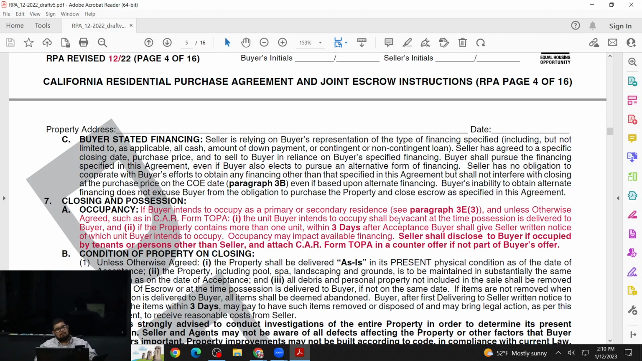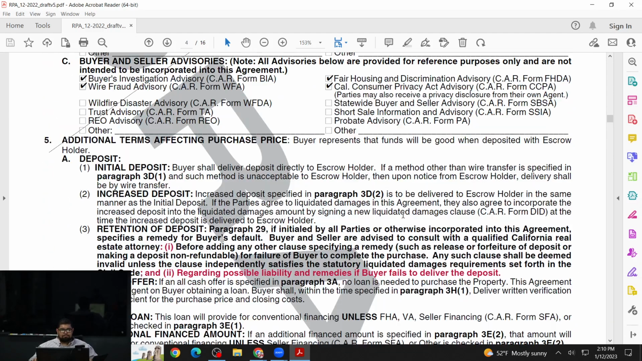To perform what? Whatever contingency is due. What contingencies are due on day 17? Pretty much all of them. So what are those? The loan contingency. Let's go back up.